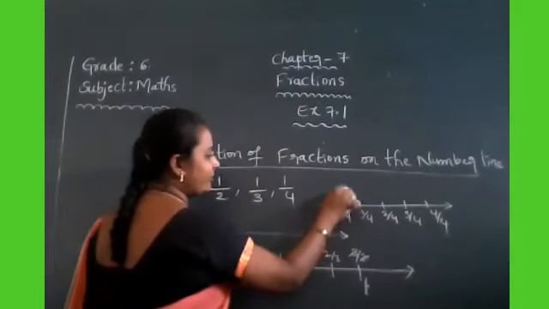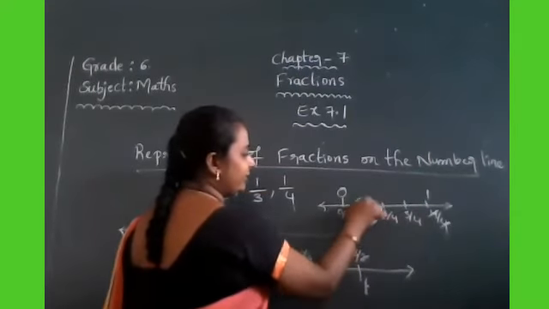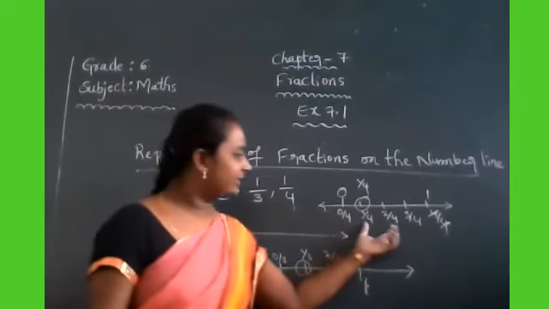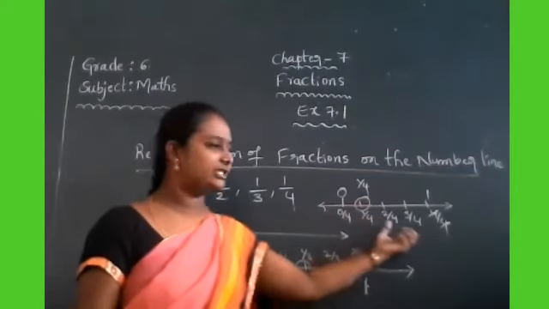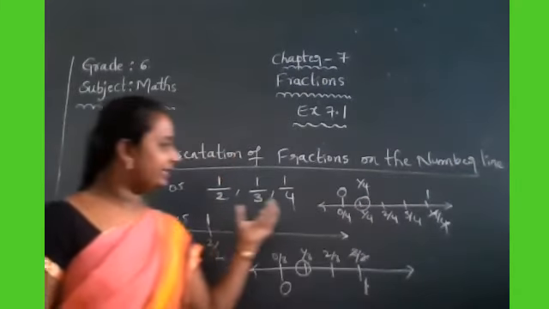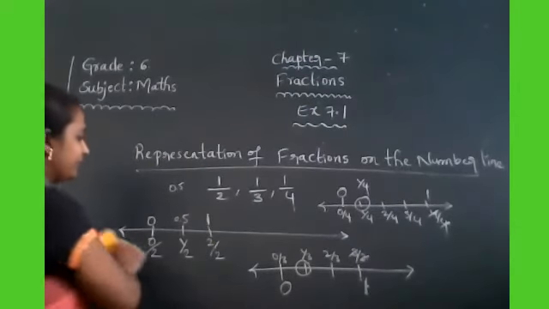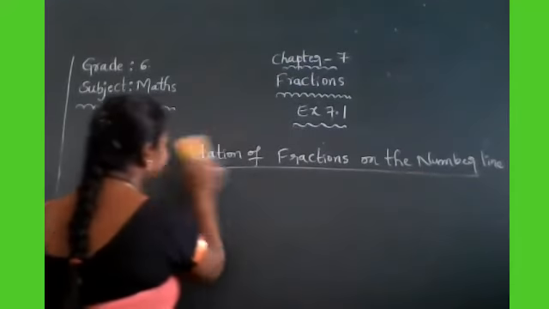So here 0 by 4 means 0, and 4 by 4 means 1. Here it is the 1 by 4. Okay, so how many equal parts have I divided here? 4 equal parts, between 0 and 1. So like this you have to represent the fractions on the number line. You have some more examples in your textbook.